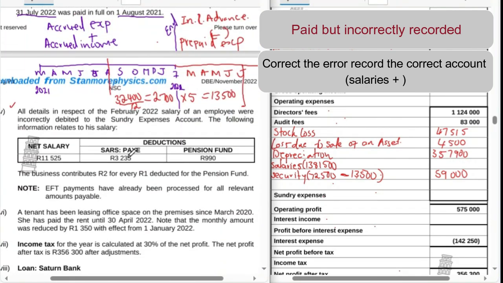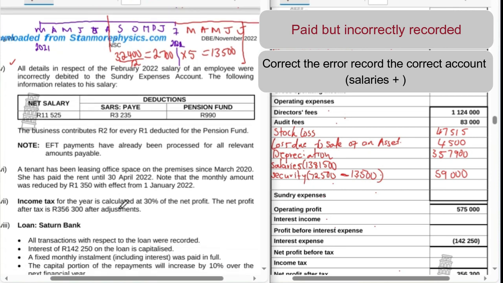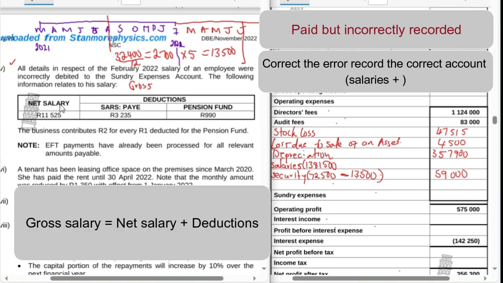And then the error happened with the following information. So whenever we record salaries that were omitted, we need to record using the gross salary, not the net salary. Meaning, how are we going to get our gross salary? Gross salary, we can say that gross is equal to net salary plus deductions. And then because net salary, it's what?